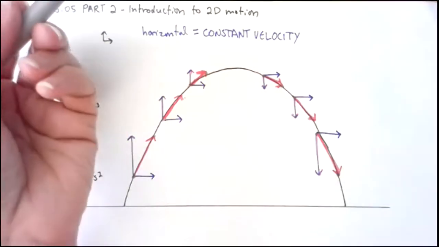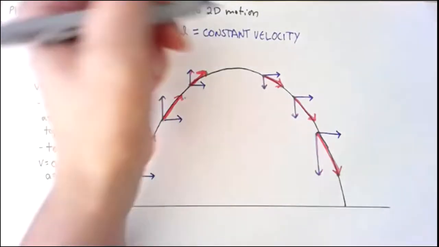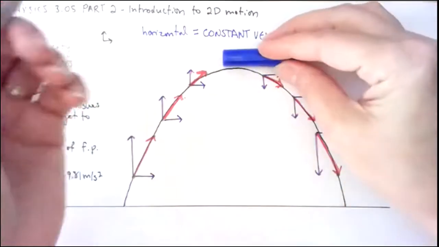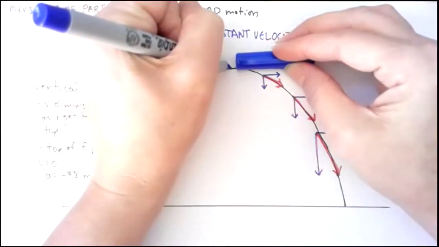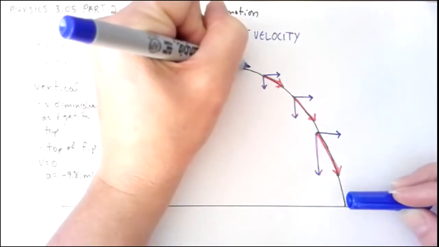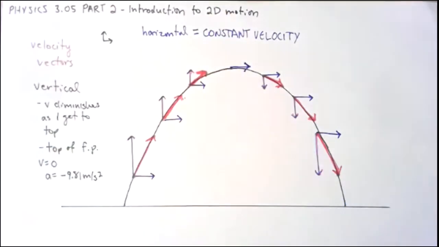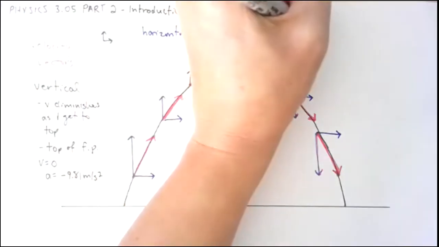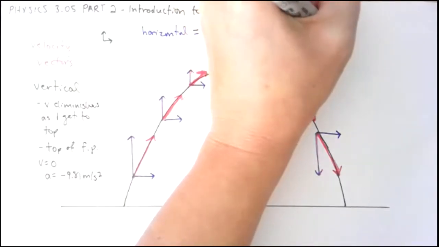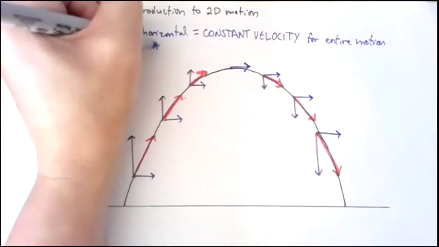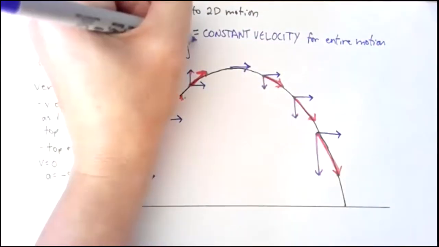Turns out, and my colors didn't come out quite the way I wanted, this is a regular blue. I need it to be about a third of my pen cap. So if I start it here, I need it to be about that long. At the top of my flight path, I have horizontal velocity. Constant velocity for the entire motion, including the top of the flight path.